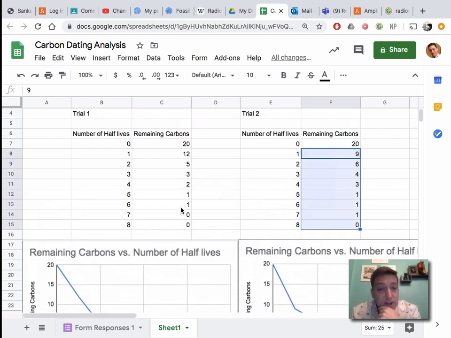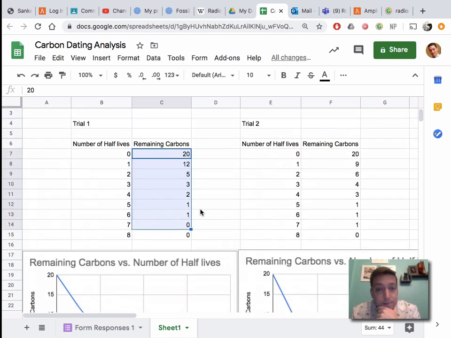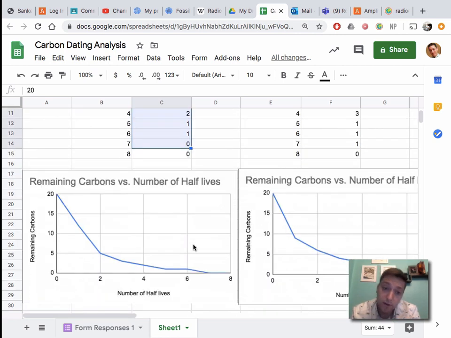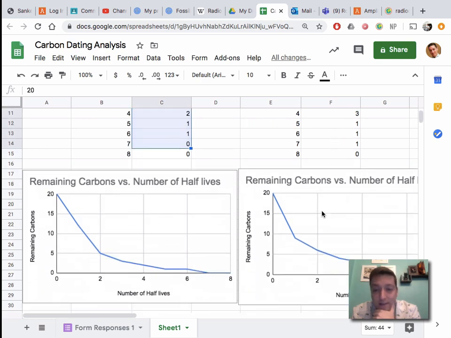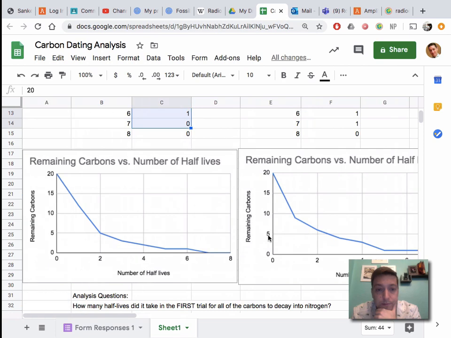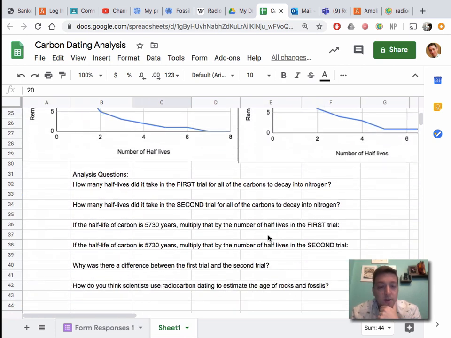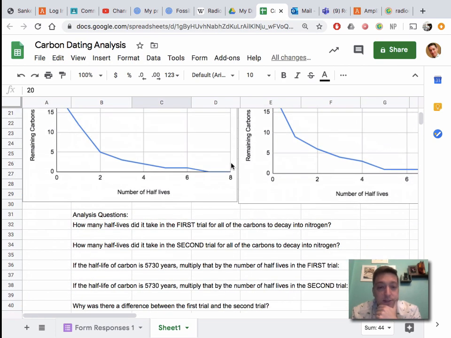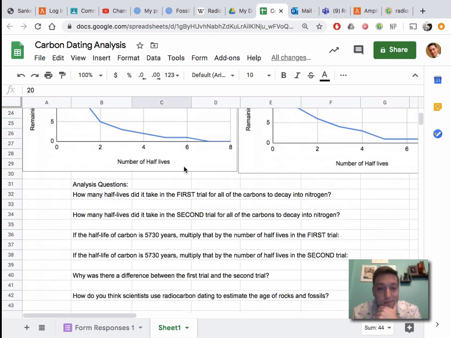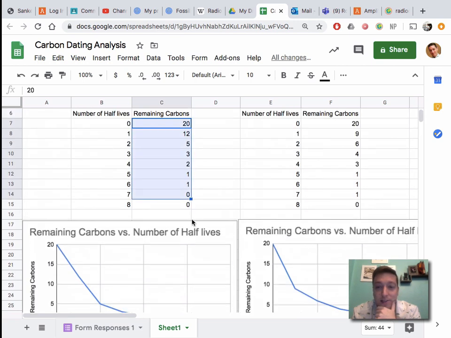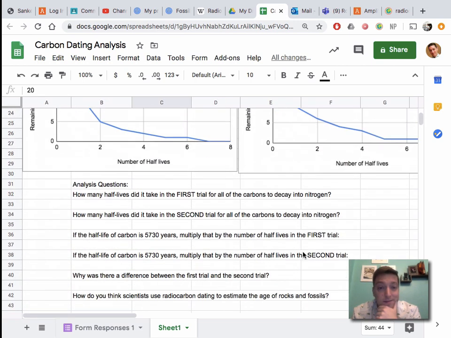For my first trial, it took 7 half-lives to go down to 0, but yours is probably different. It may be 6, maybe 8, maybe 5, maybe 9. For my second trial, it took 8 half-lives to get down to 0, and yours may be different. Once you have the graphs, let's do the analysis. How many half-lives did it take in the first trial? For me, it was 7. How many half-lives did it take in the second trial? For me, it was 8.